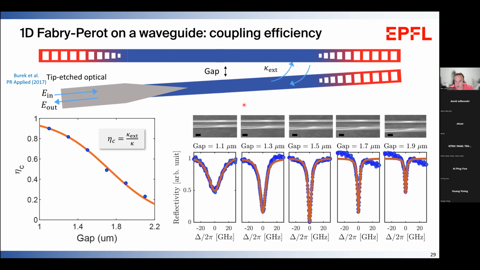This detection efficiency is, of course, a very important parameter for doing quantum optomechanics, because if you want, for example, to cool this oscillator to the ground state, we need to collect as many photons as possible from our cavity. By tuning the gap, we can tune from overcoupled, where the coupling rate is much higher than the intrinsic loss, to undercoupled, where the coupling rate is much lower than the intrinsic loss of the cavity.